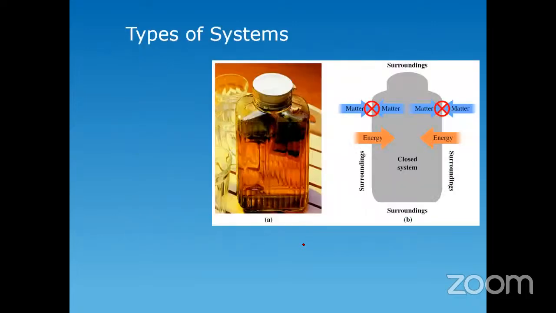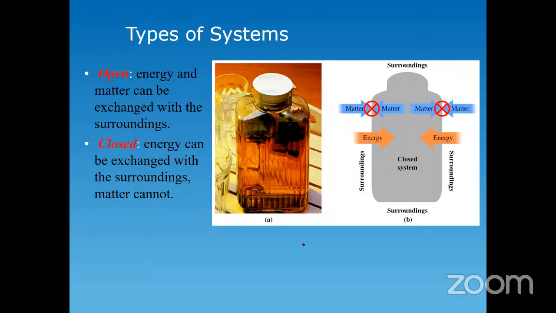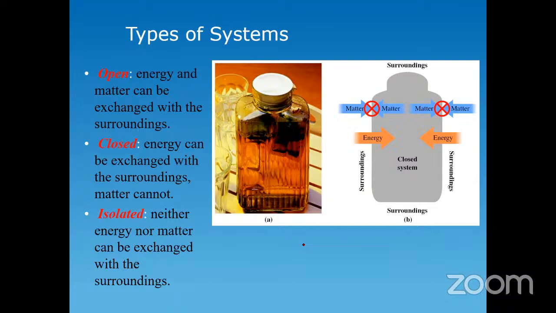Okay, now as far as systems go, there are three types of systems. You have what is called the open system, where you can have energy and matter be exchanged between the system and the surroundings. Then you have the closed system, where energy can be exchanged between the system and surroundings, but matter cannot. And then the final type of system is isolated, where there's neither exchange of energy nor matter between the system and the surroundings, right? So those are the three main types of systems that we will deal with when it comes to this particular topic of thermochemistry, right?